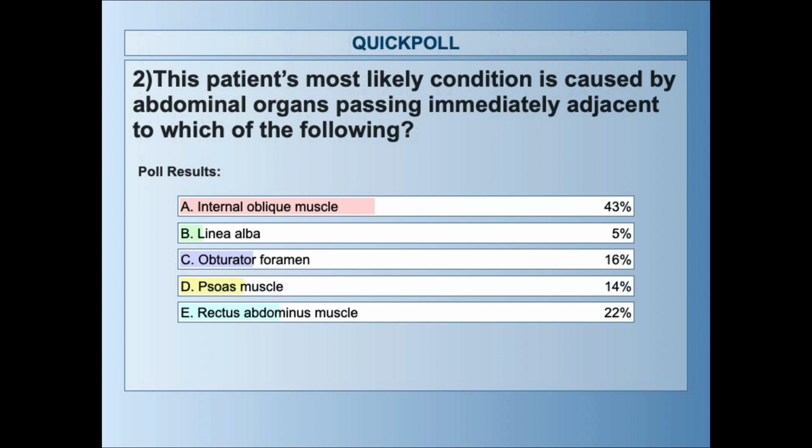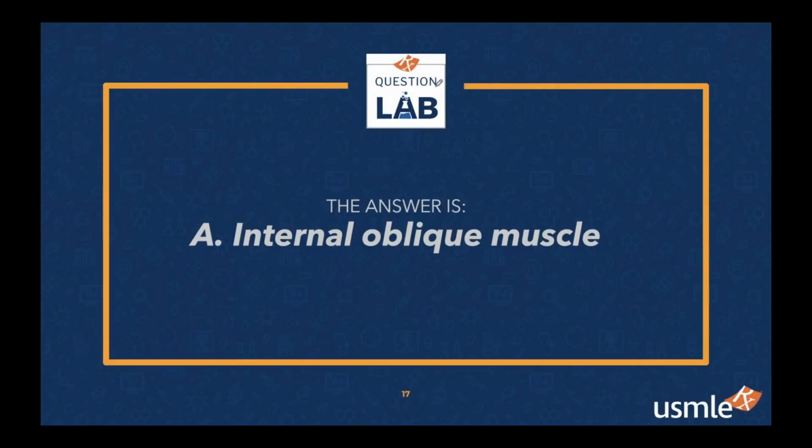Looks like the favorite here with 43% was internal oblique muscle. In second place, we had 22% of you selecting the rectus abdominis muscle. So let's take a look and see what the correct answer is. And the correct answer is indeed A, internal oblique muscle. 43% of you got it right. Great job. Let me hand it off to Paris.